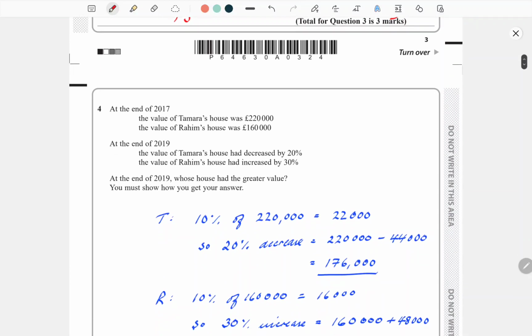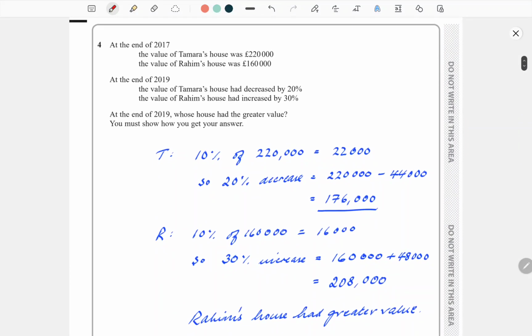Right, number 4. Now, this one takes a little bit more talking.